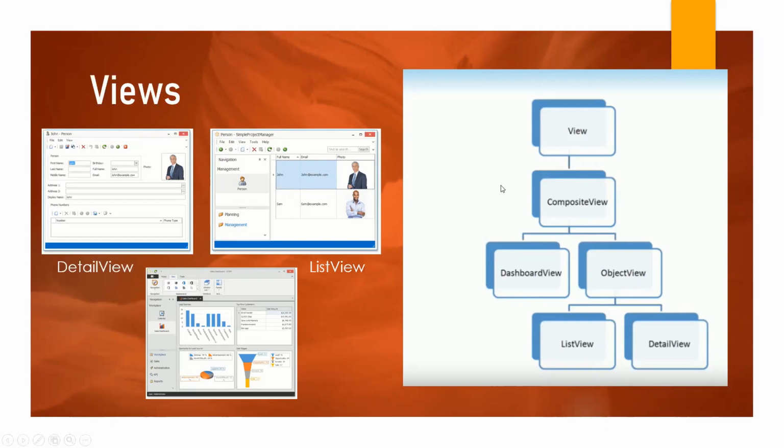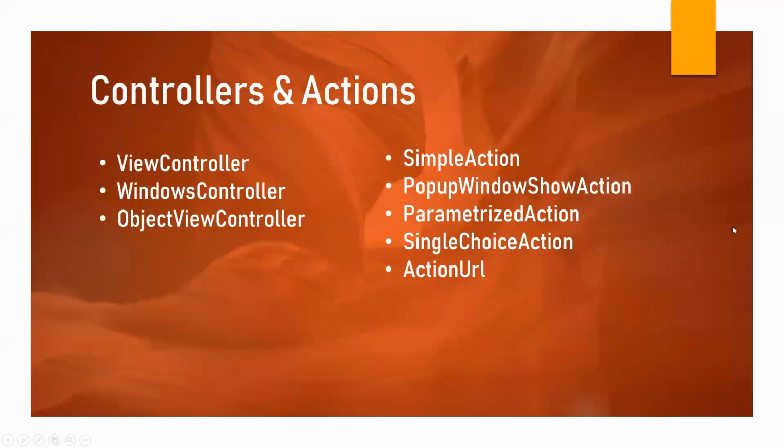So the default views are list view and detail view. These come from the object view, which is basically the one that does the CRUD operations. Then we have something for data analysis, which is the dashboard view, and the composite view, where you can mix and match all of the objects below. You will find this word in a lot of articles and in a lot of technical support tickets. Then the controllers and actions.